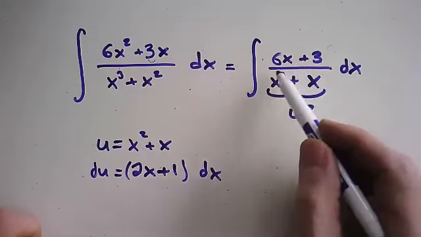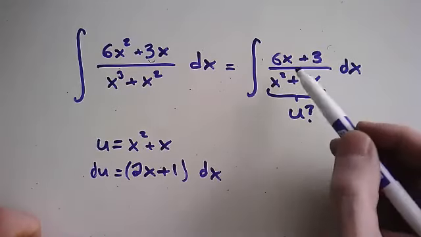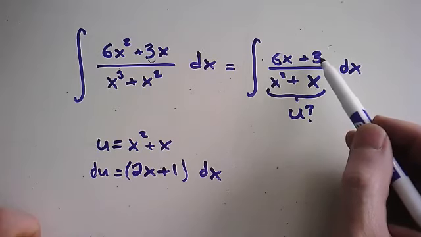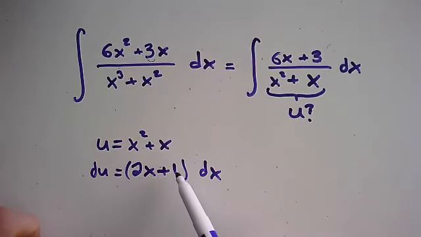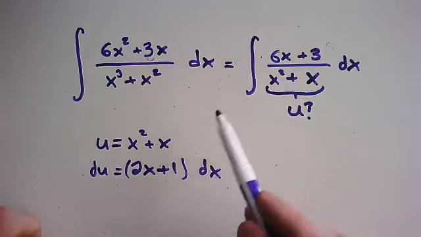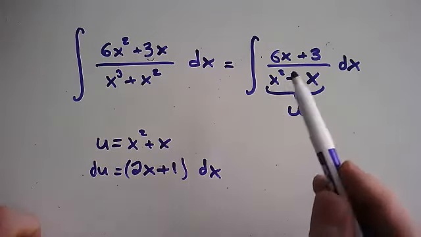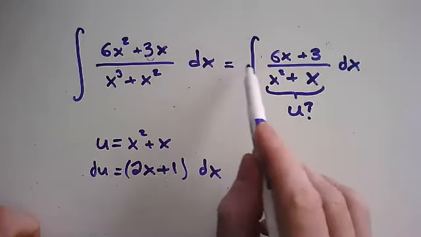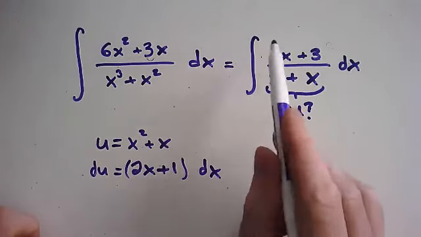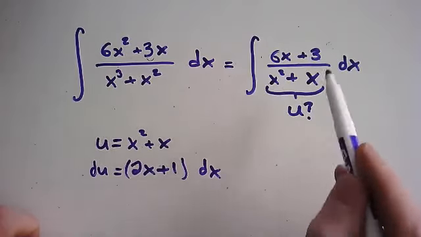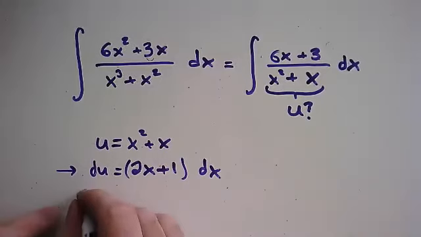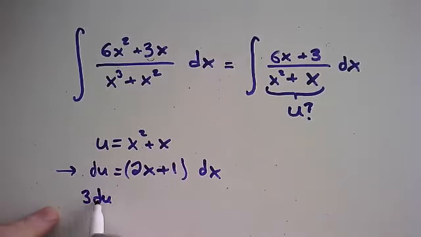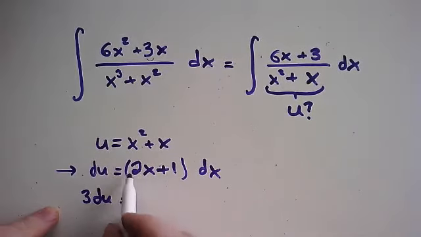Well, I'd have u in the denominator, and then the numerator I have 6x plus 3 times dx. And down here I have 2x plus 1 dx, and they don't exactly match, right? So the previous problem, the way that I fixed this was by multiplying by a number and its reciprocal inside our integral. I'm going to fix this problem by actually working with my differential here, this du equals 2x plus 1 dx. Because if I take the second equation here and I multiply both sides by 3, look what I get. 3 du equals 3 times 2x plus 1.